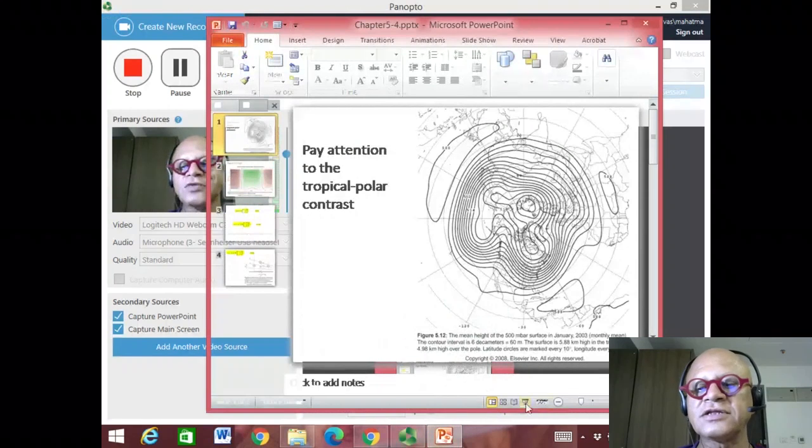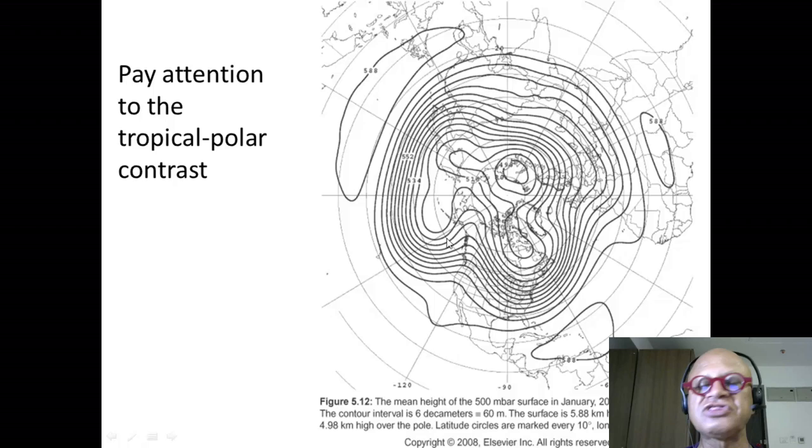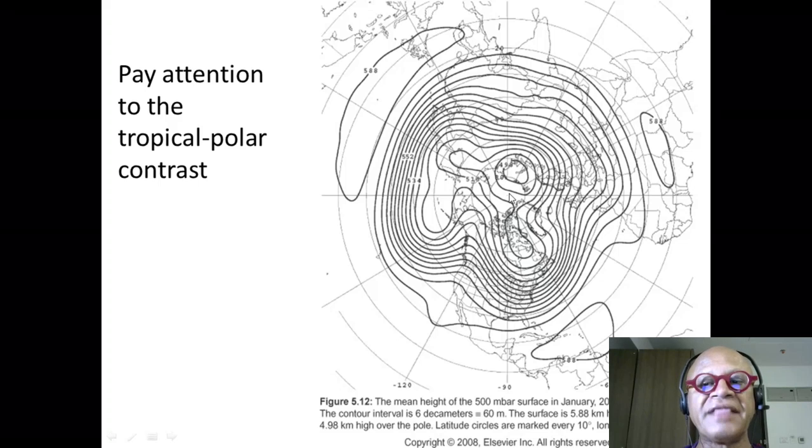Okay, so let's quickly look at an example of a geopotential height. This map is showing January of 2003 geopotential height of the 500 millibar surface. 500 millibar is the pressure. How does its height vary over the globe? Looking from the northern pole for that month. So that's obviously a boreal winter month.